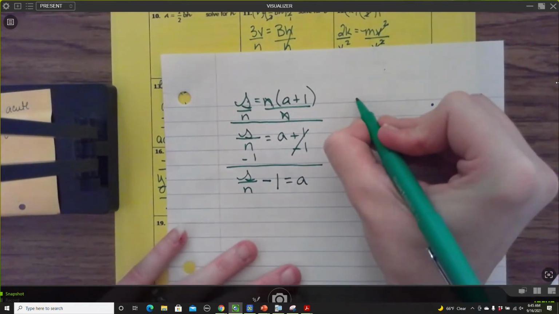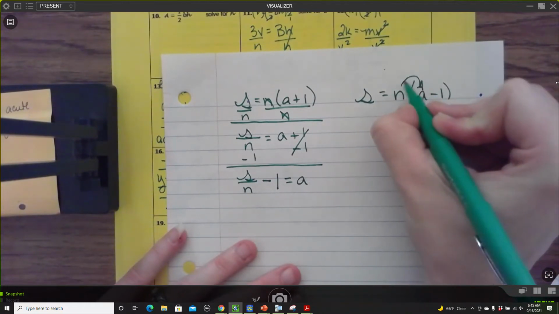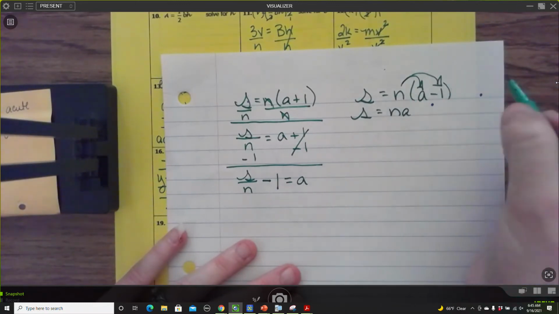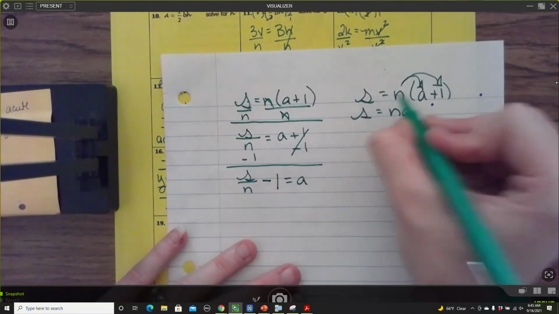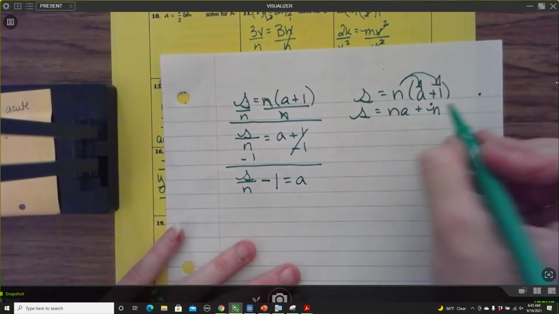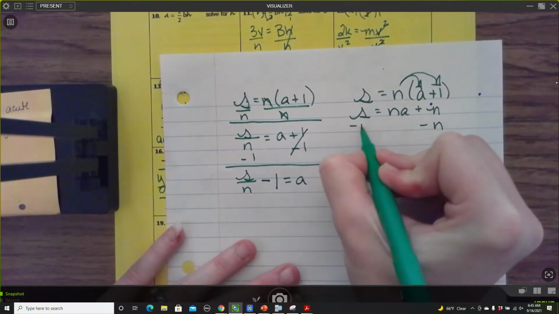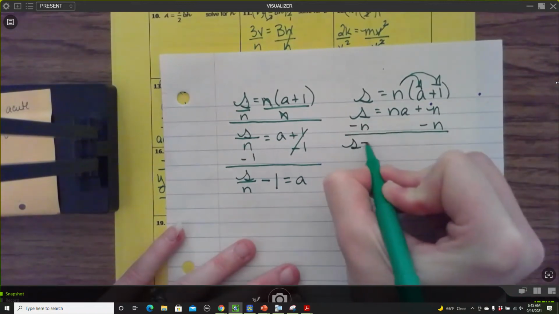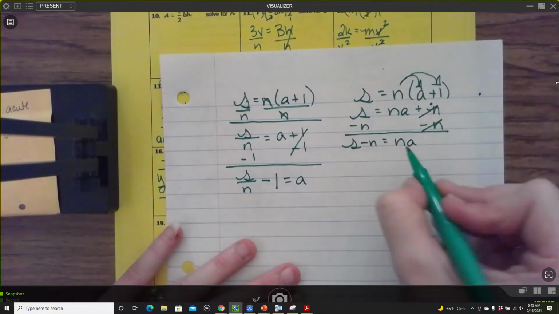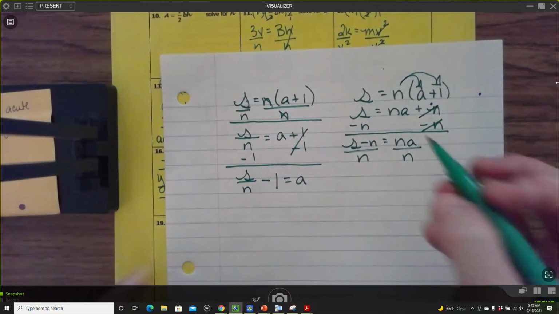The other thing that I could do is distribute that n out. So n times a is na, and n times a positive 1 would be just plus n, okay? So I could subtract the n from both sides. S minus n equals n times a, positive and negative n cancel. Then I can divide both sides by n.